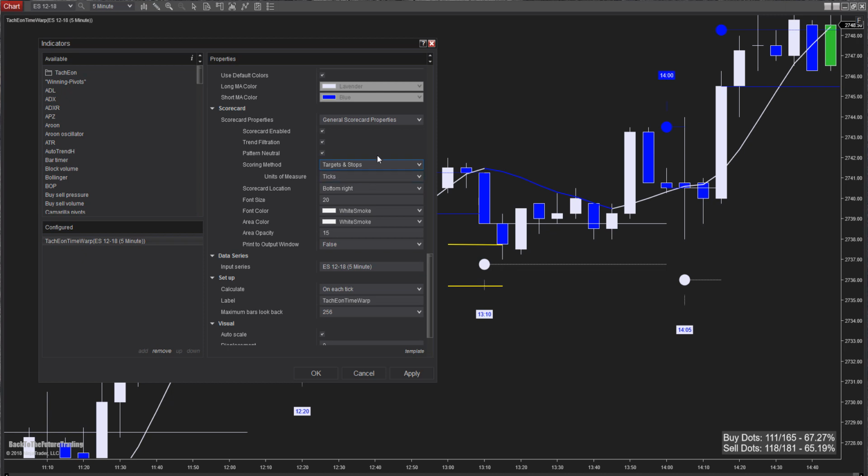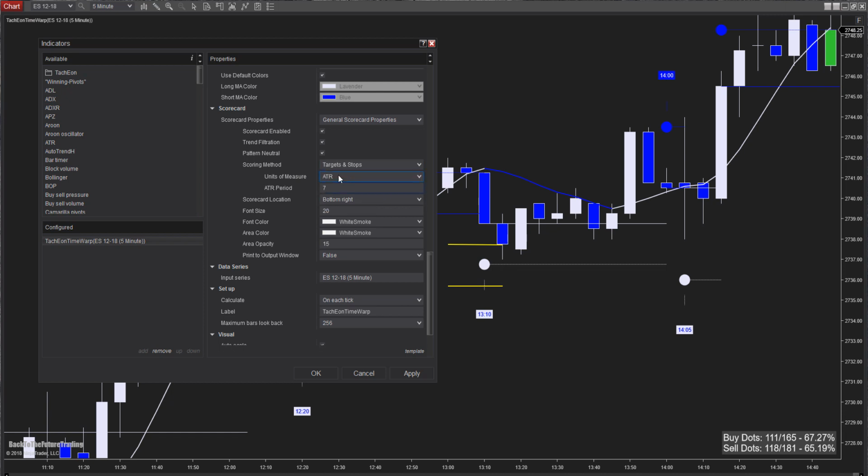If you engage a target and a stop method, we can now choose units of measure. Are we going to use ticks, or are we going to use an average true range? Okay, if we use an average true range, we have to tell the indicator what that average true range is. In this case, we have it defaulted to 7, which means it would look back 7 bars all the time. You could use as little as 1. So you could use 1 bar ATR if you want to see a really quick one, or you could go 14 or 20 if you want to see longer moves of the market.